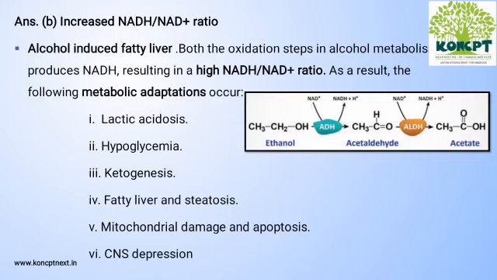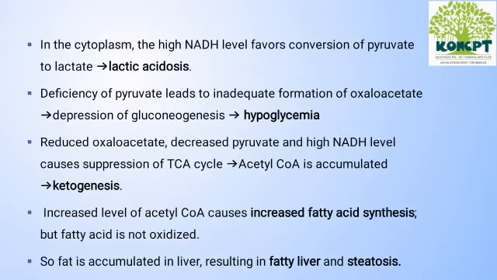and you can see NADH is formed. Due to this, excess NADH is formed, resulting in a high NADH to NAD plus ratio. This would result in a lot of metabolic adaptation, which includes lactic acidosis, hypoglycemia, ketogenesis, fatty liver and steatosis, mitochondrial damage and apoptosis, and finally CNS depression. Normally in the cytoplasm in an alcoholic, a high level of NADH would result in conversion of pyruvate to lactate, resulting in lactic acidosis. Due to decreased availability of pyruvate, there is inadequate formation of oxaloacetate, which is mandatory for gluconeogenesis to happen. Because of this, there will be inhibition of gluconeogenesis, and finally hypoglycemia.